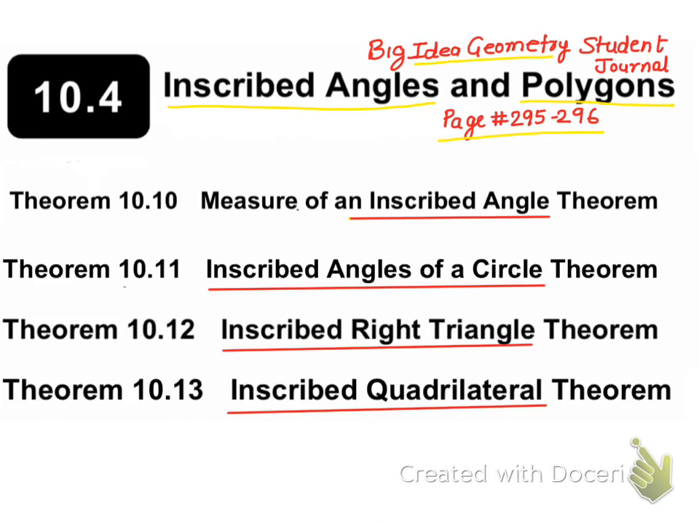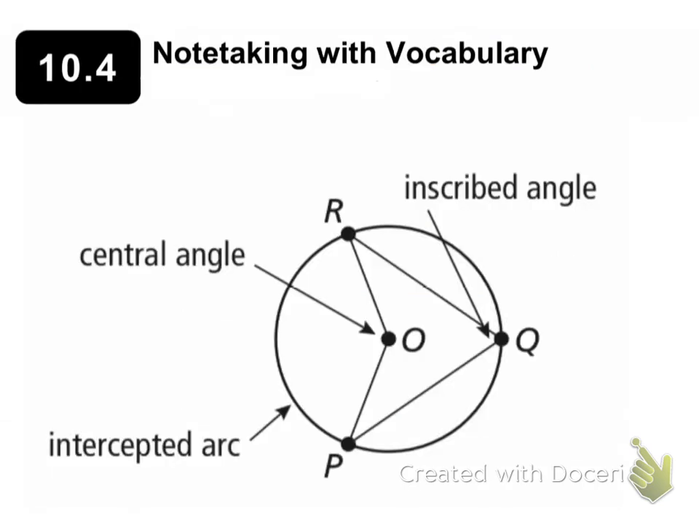Theorem 10.10, measure of an inscribed angle theorem. Next theorem is 10.11, inscribed angles of a circle theorem. Then 10.12, inscribed right triangle theorem, and 10.13, inscribed quadrilateral theorem. So let's start moving to the vocab part first. Let's learn a few important definitions.